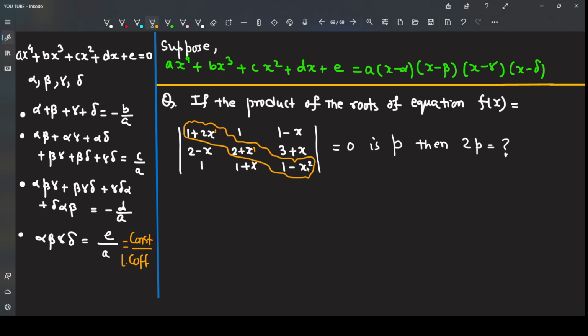So the maximum power of x occurs in the principal diagonal. When you multiply, you will get the highest power of x in this term. And that will be what? x power 2 plus 1, that means x power 4. And what is the coefficient of x power 4 here? You notice that minus 1, then plus 1, and then plus 2. That means actually it is minus 2. So here the coefficient of x power 4, the leading term, has the leading coefficient minus 2.